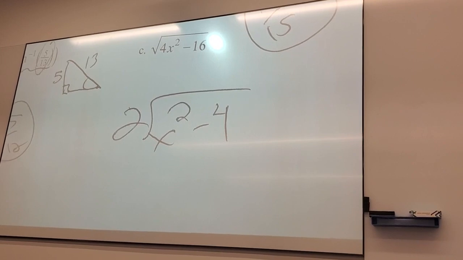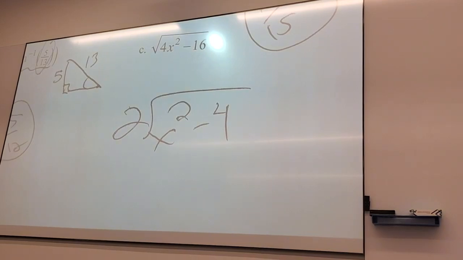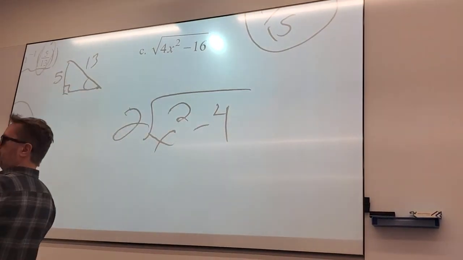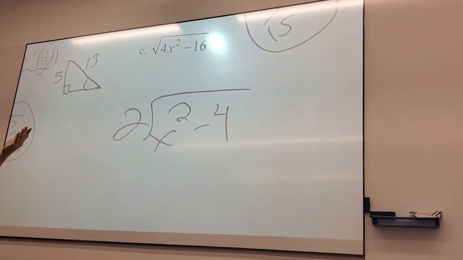I just wanted to put that down there because I do want you to feel a little uncomfortable. You're supposed to know when the problem stops itself. It's not an equation, it's just a simplification. That's all I can do, right? If it was 4x squared minus 17, I couldn't do anything. So I just circle it. I'm done.